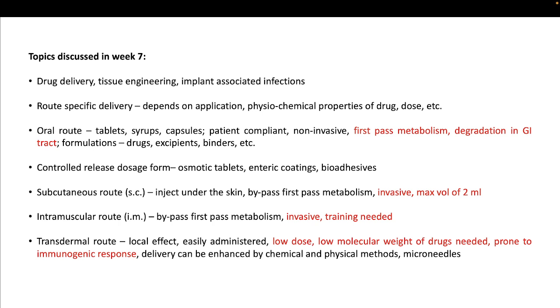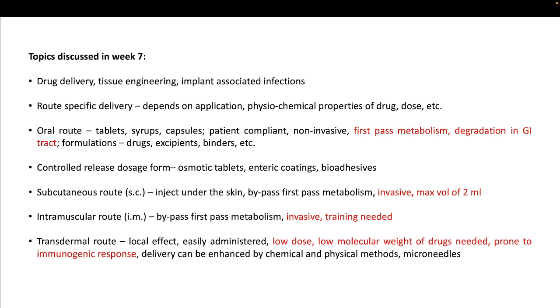So the advantage is it bypasses first pass metabolism, so you can actually save a lot of your drug from going to the liver. But the disadvantage is it's invasive, because the drug has to be injected into the body, and if the patient is not trained, then somebody else, the medical official, has to do this. Another disadvantage for the subcutaneous route is that only a maximum of 2 ml of drug can be injected. So that limits the amount of drug which you can administer.